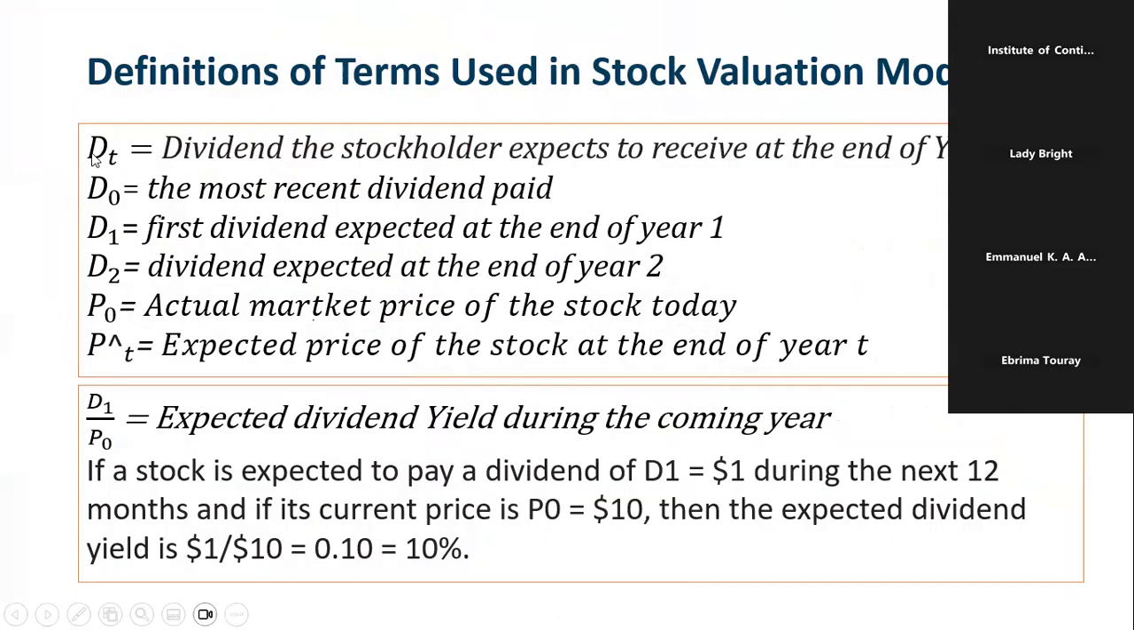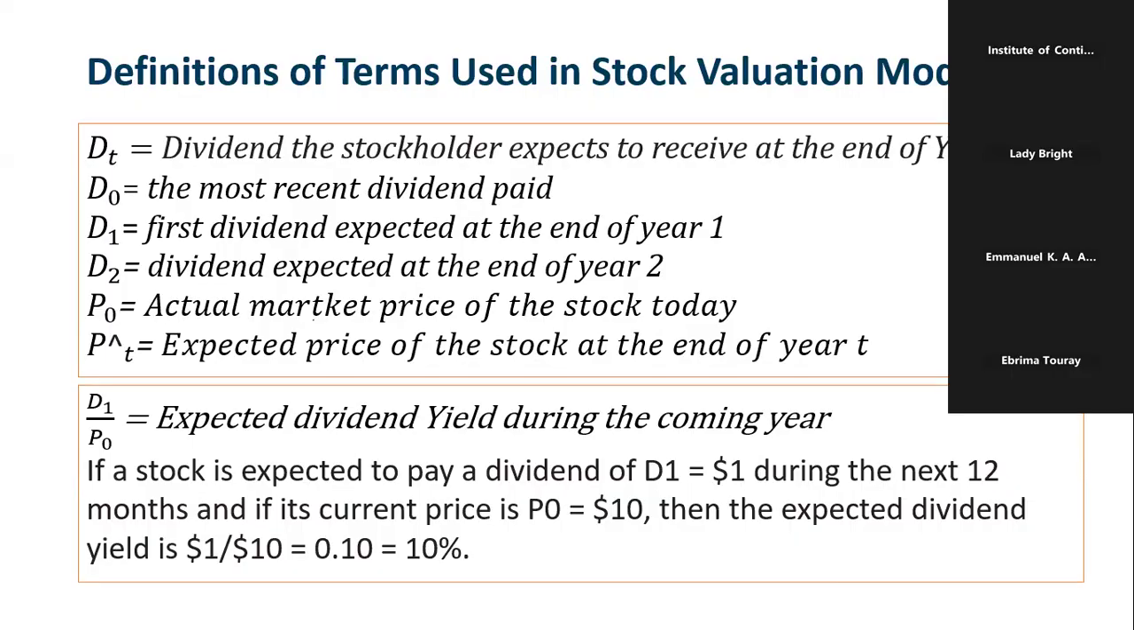Anytime we are dealing with stocks and you are doing valuation, when you see D, it will stand for dividend. P will stand for price. Then we will meet G, we will meet KE as we move on. So D_T will stand for the dividend the stockholder expects to receive at the end of year T.